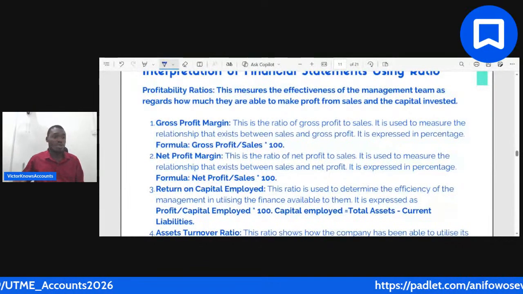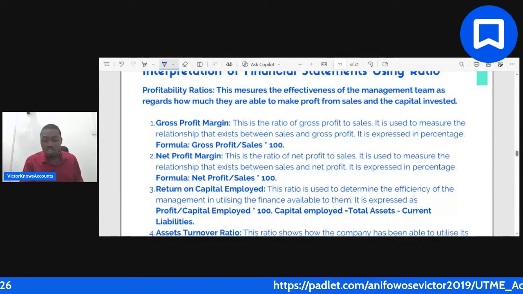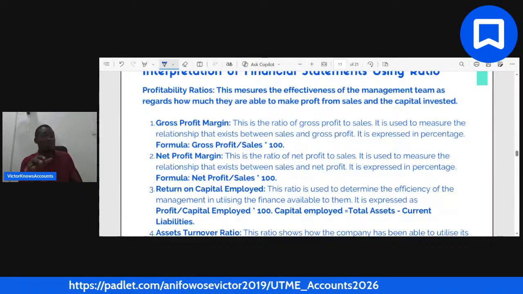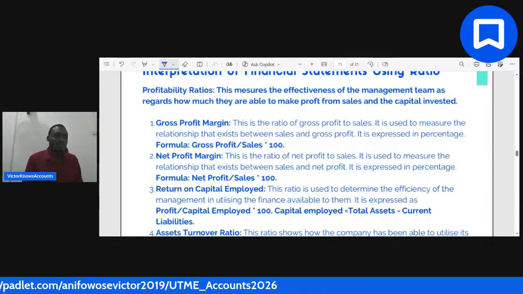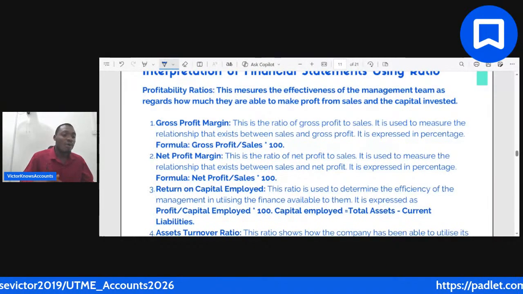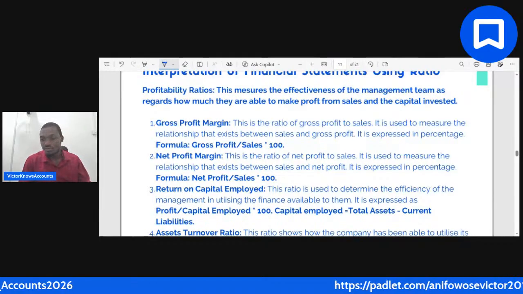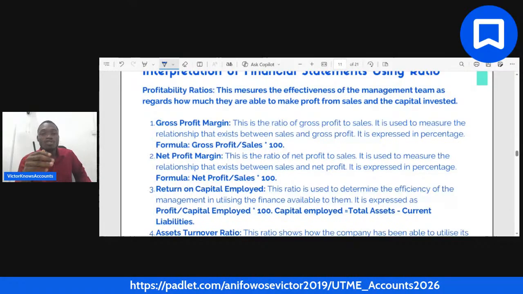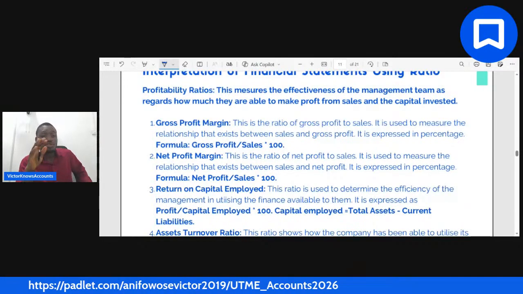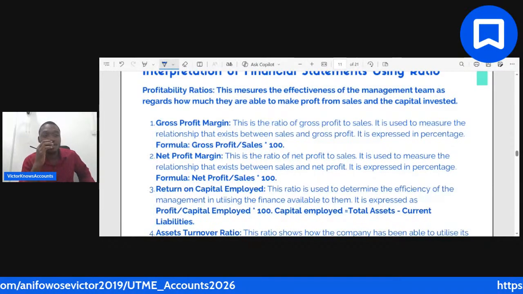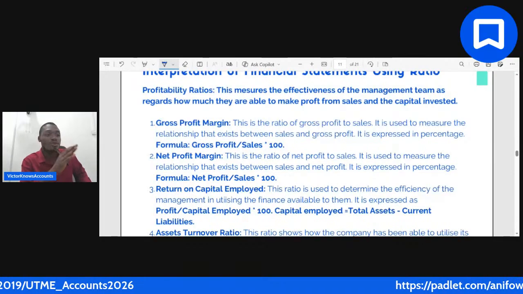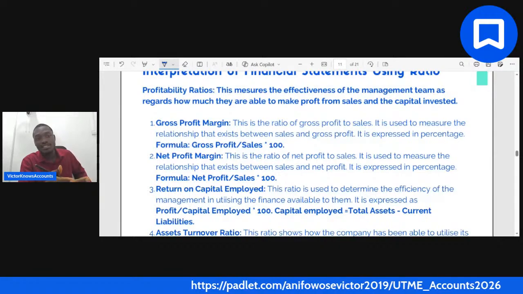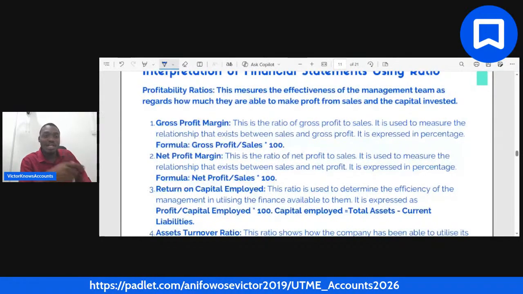If the two of us run a business and we make 1 million naira profit, you cannot place the two of us on the same pedestal. You have to look at what I used in order to make 1 million and what the other person used. For example, you know that story in the Bible where one person was given 5 talents, another was given 2 talents, and another was given 1 talent. The person that had 2 talents made another 2 talents, but the person that had 5 talents made another 5 talents.